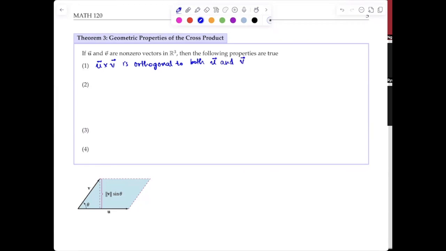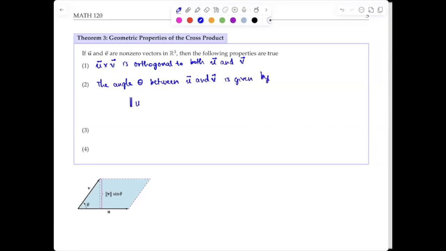Now, for the second property, we define the angle between the two vectors. Let's say theta is the angle between u and v. Then you have some other way to calculate the angle between the two vectors in addition to the formula that you see in the dot product. So the magnitude of u cross v is equal to the magnitude of u times the magnitude of v times sine of the angle theta. Again, theta is the angle between u and v.